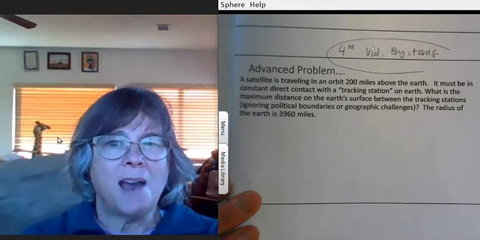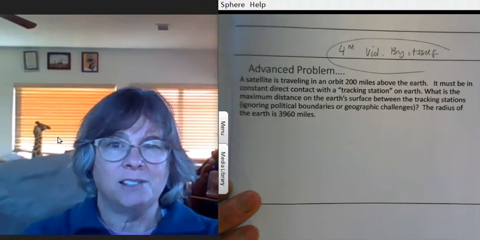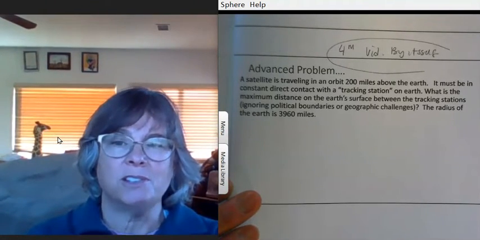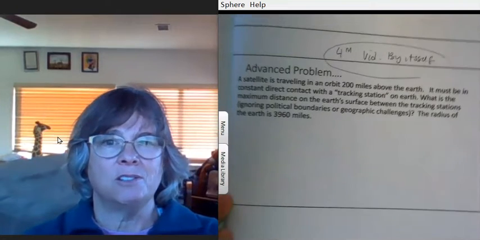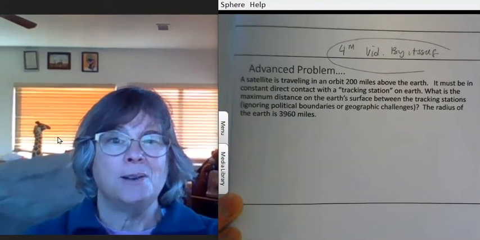What is the maximum distance on the Earth's surface that can be between the tracking stations? We're going to ignore political boundaries. We're going to ignore geographic challenges. We're just going to say, what is that distance on the Earth? You'll need the radius of the Earth, which is 3,960 miles.